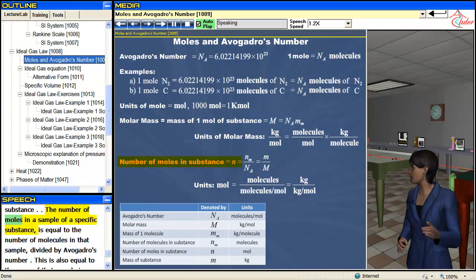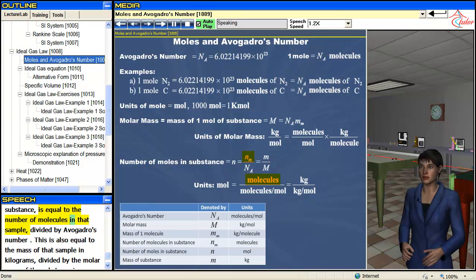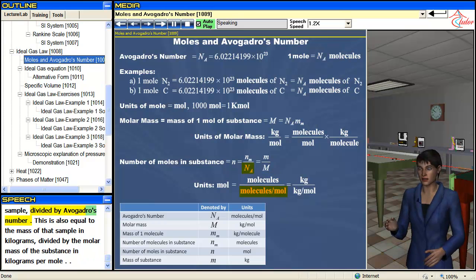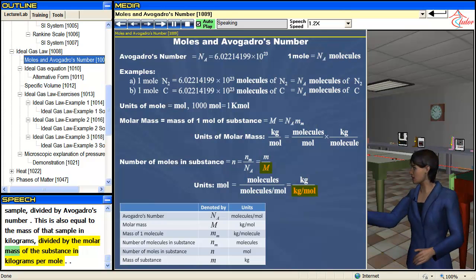The number of moles in a sample of a specific substance is equal to the number of molecules in that sample, divided by Avogadro's number. This is also equal to the mass of that sample in kilograms, divided by the molar mass of the substance in kilograms per mole.